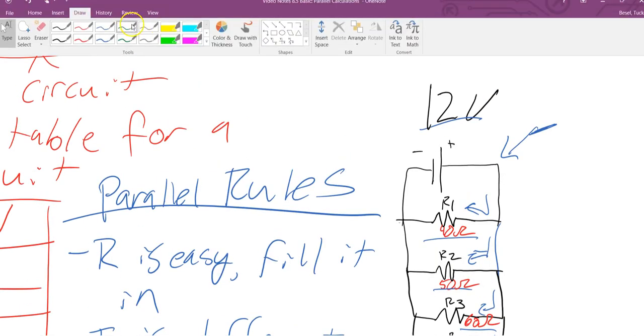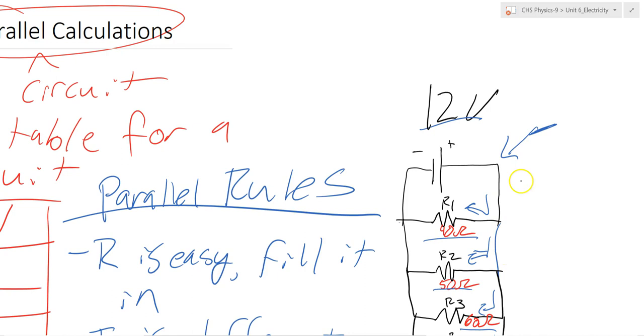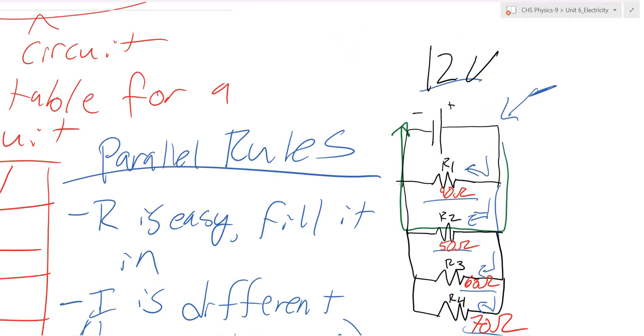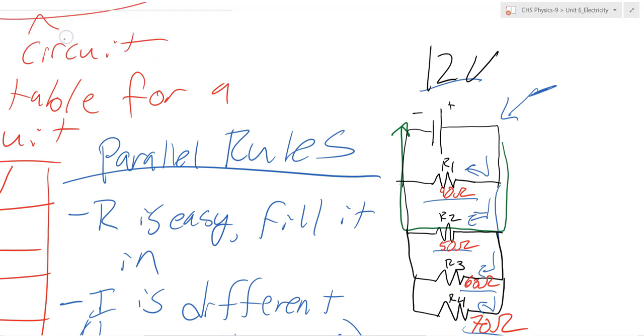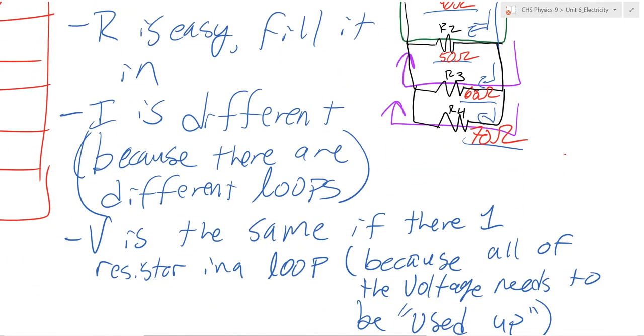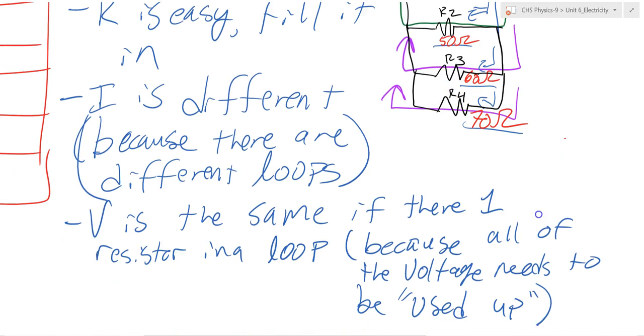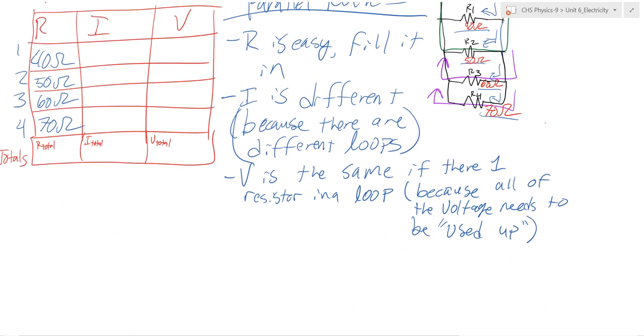So we have that loop, and then we have this loop, and all the voltage needs to get used up there. And then we have this loop, and then we have that loop. So in each of those loops, there's only one resistor. So we don't have to worry about using different voltages because all the voltage needs to get used up at each resistor.